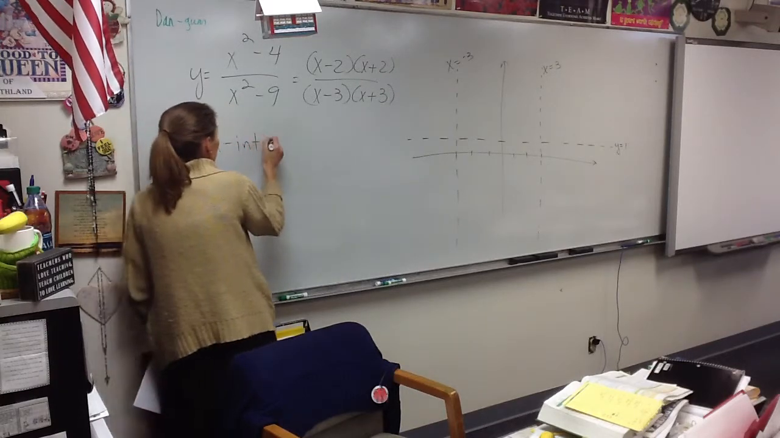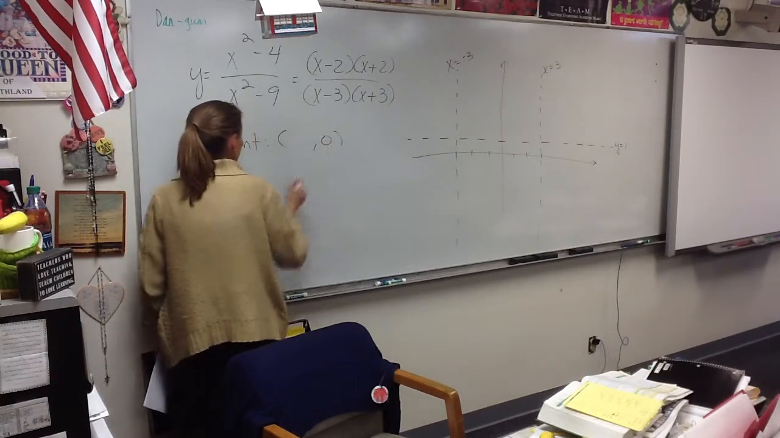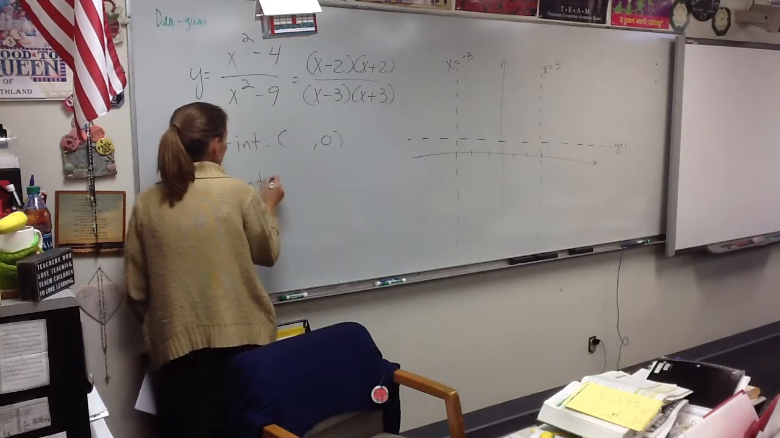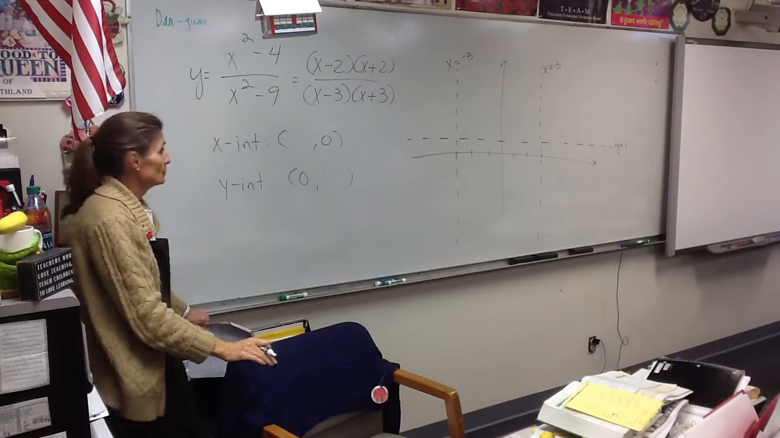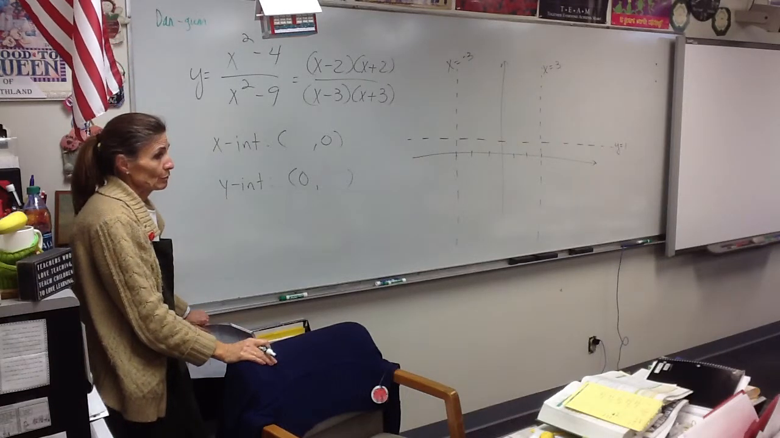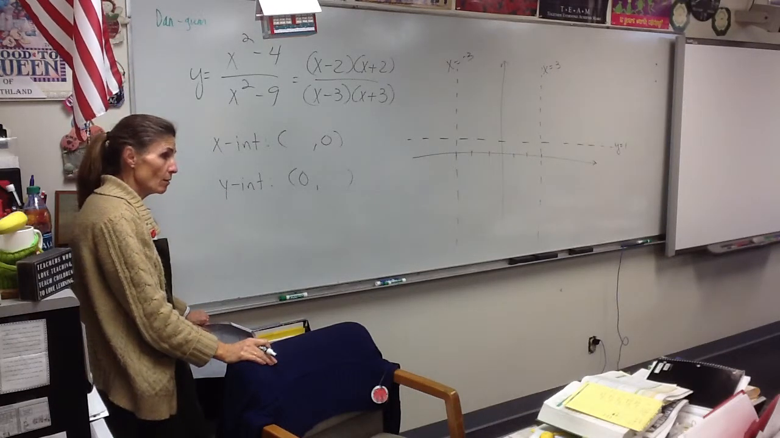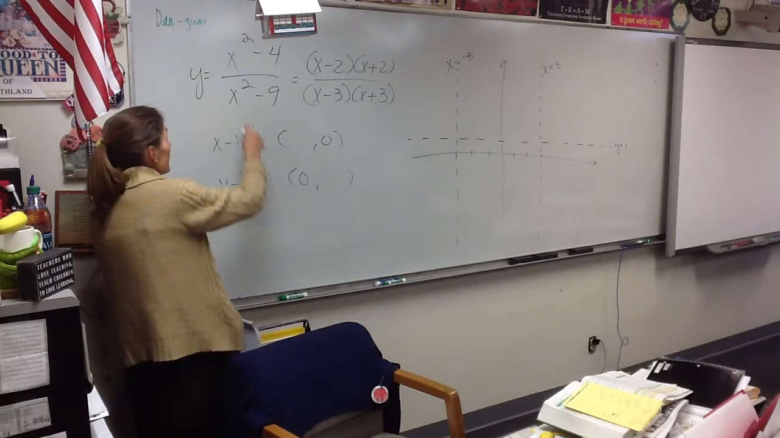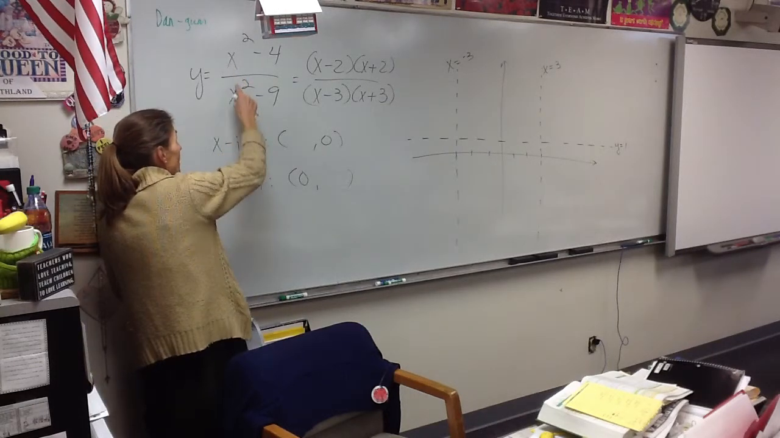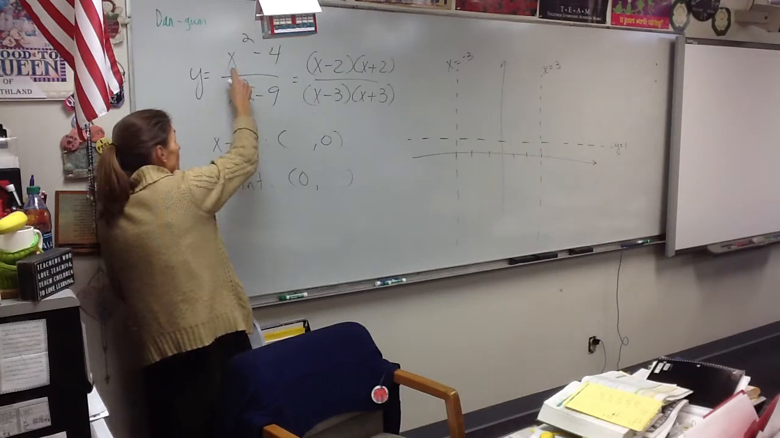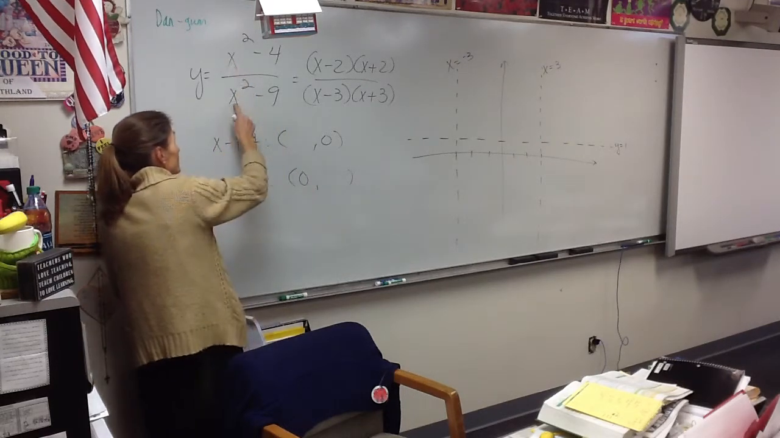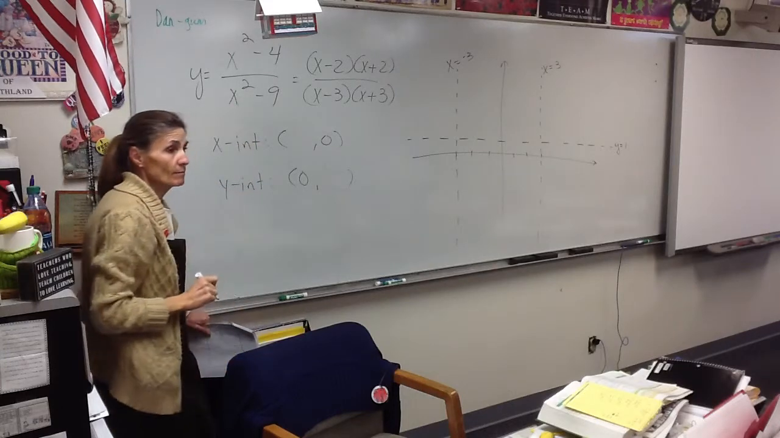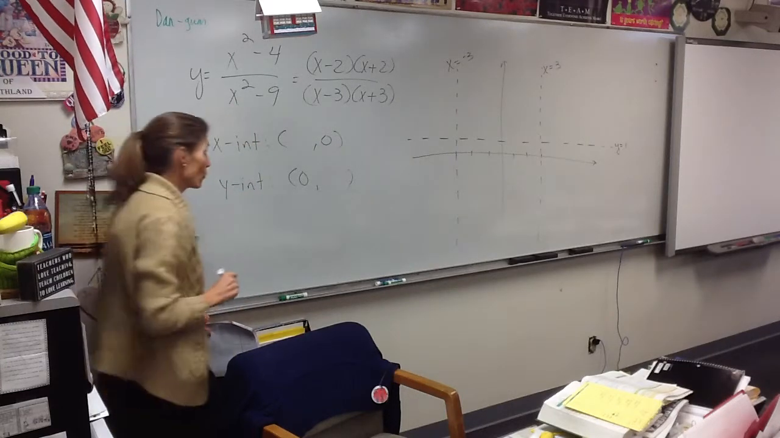Now remember, your x-intercepts are points that look like this, and your y-intercept is a point that looks like this. So here we go. If I put a 0 in for my x's, what do I get? If I put a 0 in for x, what will y end up being? 4 over 9.